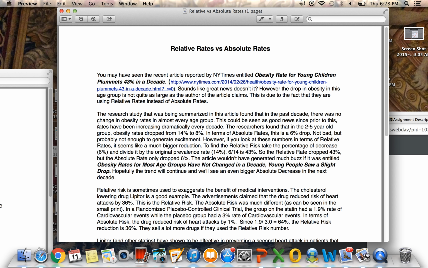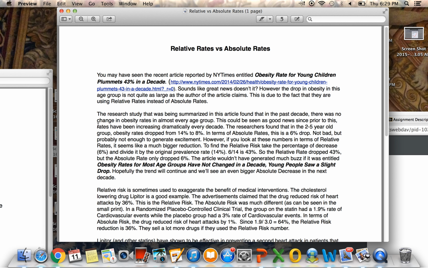And I go through this whole explanation here, and I will post this if anybody's interested. It's just an explanation of the statistics. And essentially, what the researchers found was that across all age groups, the obesity rates remained about the same. What they did find is that in the 2 to 5-year-old group, the obesity rates dropped from 14% to 6%. So, in terms of absolute rates, that is a 6% drop. But it's not going to sell any papers.